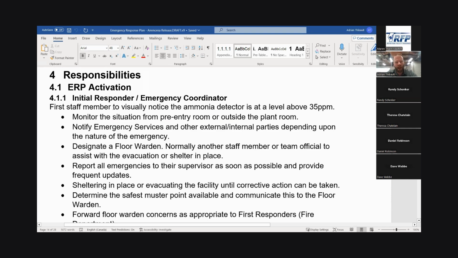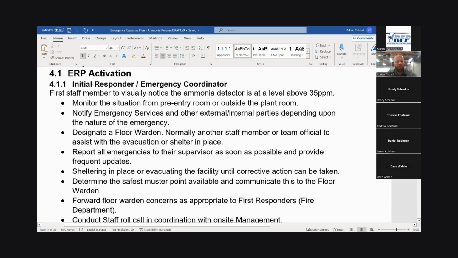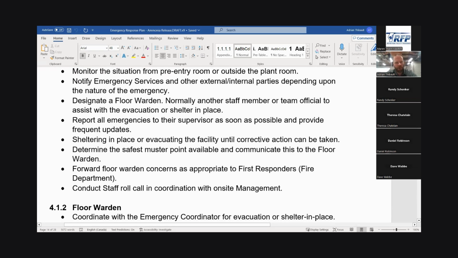But first staff member to visually notice the ammonia detector is at a level above 35 parts per million. So monitor situation, notify emergency services, designate a floor warden. Because we're sheltering from two different floors, we have to get our floor wardens to move people from second floor or first floor, whether we're evacuating or checking rooms, or to the first floor if we're sheltering in place. We're going to put everyone into place, but we need our floor wardens to take care of that, especially if we're sheltering.